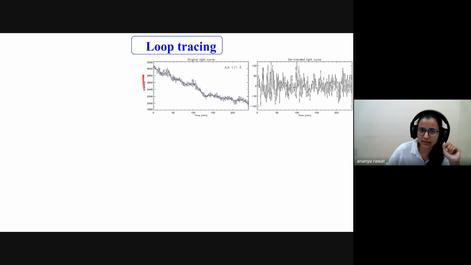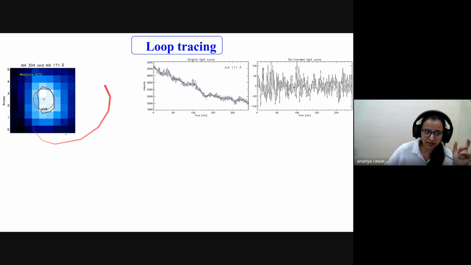So for loop tracing, as I said, we will determine the light curve at the coronal foot point. This is the original light curve, and this blue overplotted line is the 16 minute smooth background. When we subtract this background from the original light curve, we get this detrended light curve. We will be using this detrended light curve to determine the loop location. This is the same 5 by 5 arc second box.